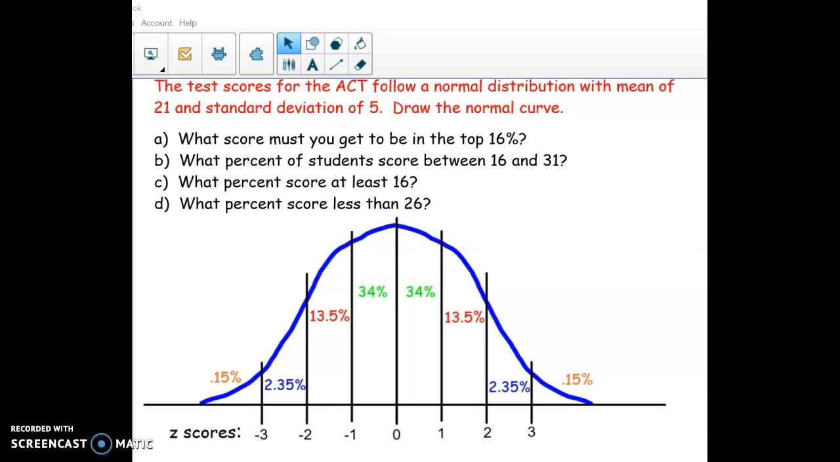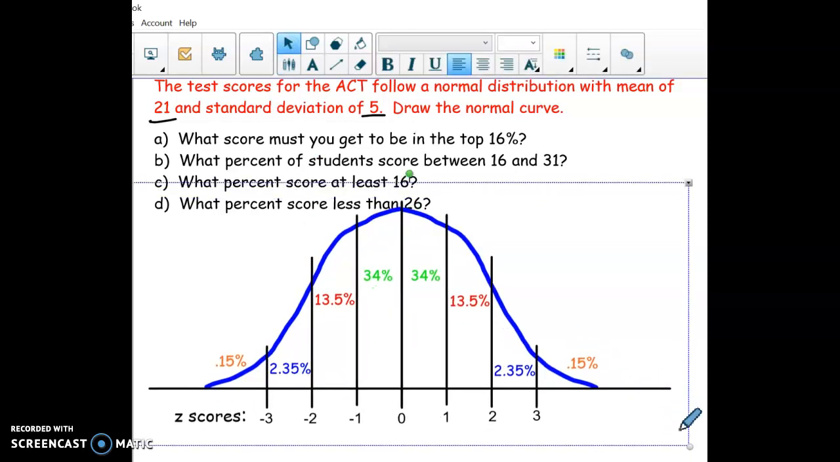All right, so just doing another example of a normal distribution. ACT scores are something that do follow a normal distribution. I looked all this up. The mean score is 21 and the standard deviation is 5. So see if you can fill in the values on this curve and then answer these questions about the different percentages. Pause the video, give it a shot.